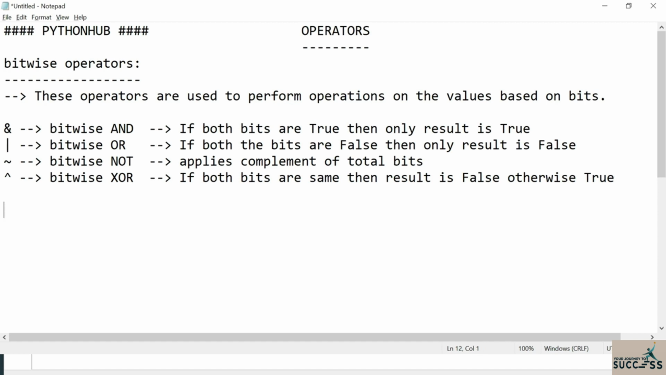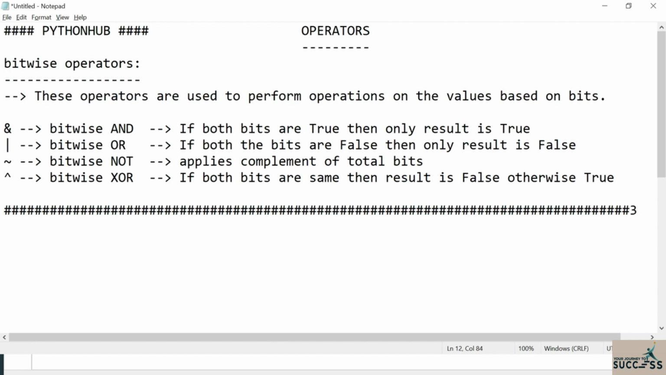Now let us see how all these four operators work one by one. First, let me explain the first kind of operator, the bitwise AND operator. Think that I have two variables, a equal to 4 and b equal to 5.